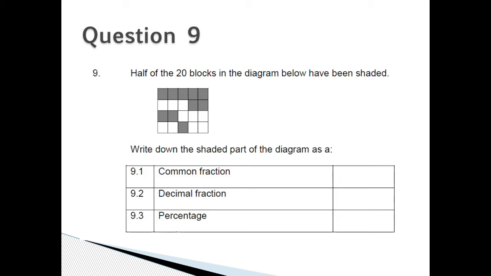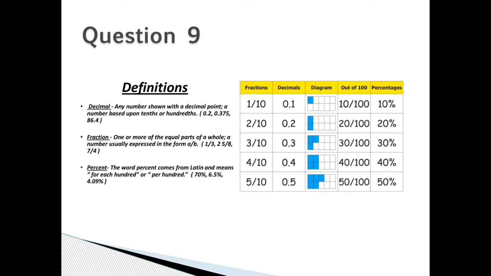Half of the 20 blocks in the diagram below have been shaded. Write down the shaded part of the diagram as a 9.1 common fraction, 9.2 decimal fraction, 9.3 percentage. A decimal is any number shown with a decimal point, a number based upon tenths or hundredths. A fraction is one or more of the equal parts of a whole, a number usually expressed in the form a over b. A percent: the word percent comes from Latin and means for each 100 or per 100.